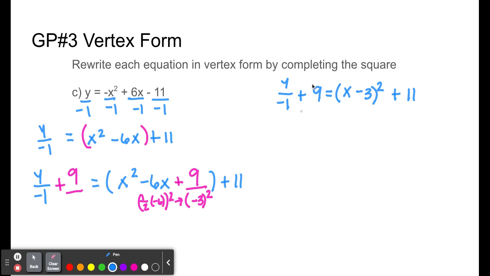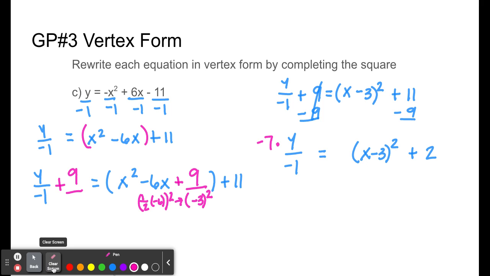Last thing is to get y by itself. So we're going to go ahead and subtract 9 on both sides. That's y divided by -1 equals x minus 3 squared plus 2. And then here we have to undo the division. So we're going to multiply both sides by -1, not -7, -1. Multiply all things by -1.